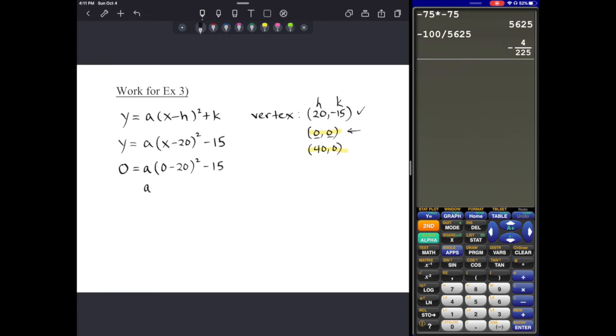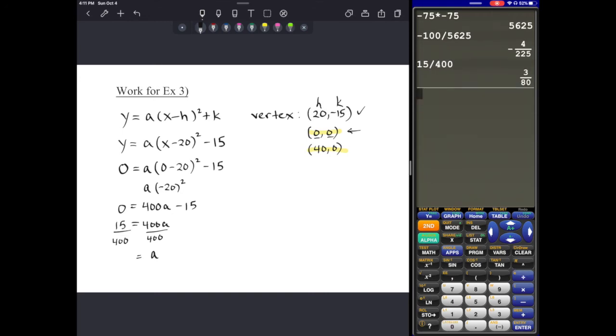This would be like saying a times a negative 20 squared, which we know is 400. So 400a minus 15 is equal to 0. Add your 15 to each side and finish solving for a. So I divide each side by 400, and a ends up equaling, and if you're not sure, you can just type it in on your calculator and figure it out. We prefer to have the fractions, not rounded decimals. So 15 divided by 400 equals 3/80ths.